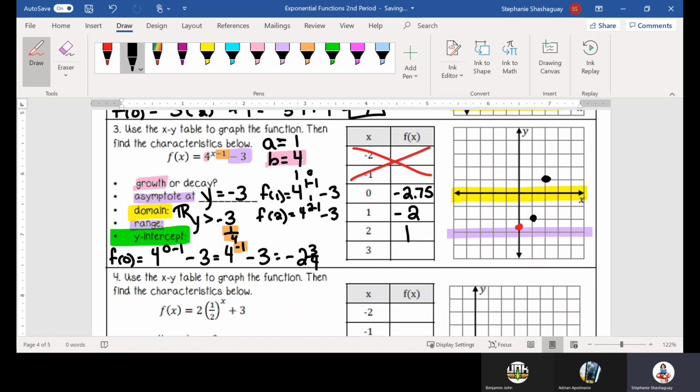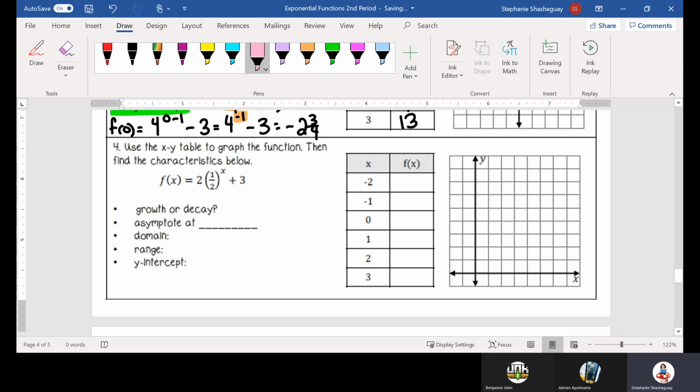There we go. And then f of 3 would be 4 to the 3 minus 1 minus 3. Well, 3 minus 1 is 2. 4 squared is 16. 16 minus 3 is 13. So there's my exponential function for number 3, and that is showing exponential growth.